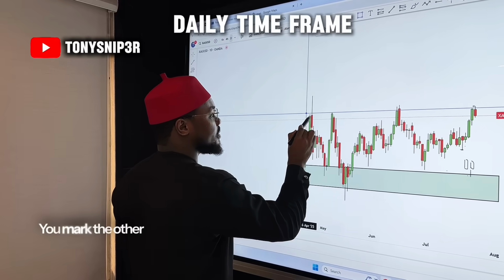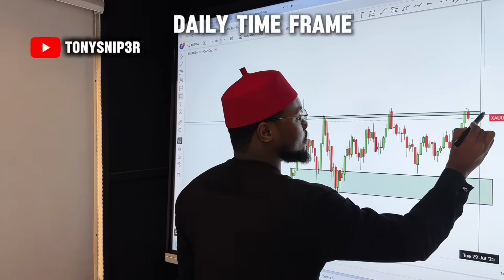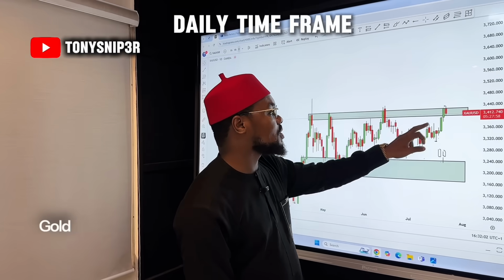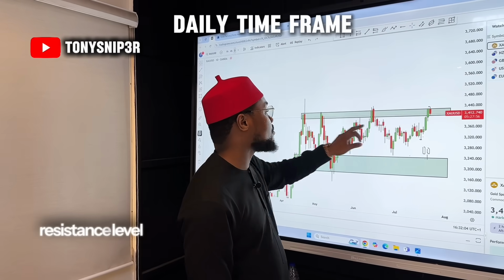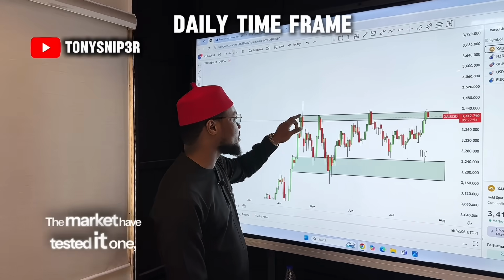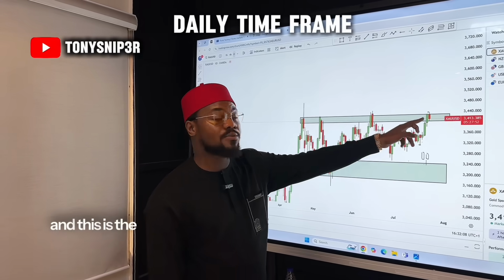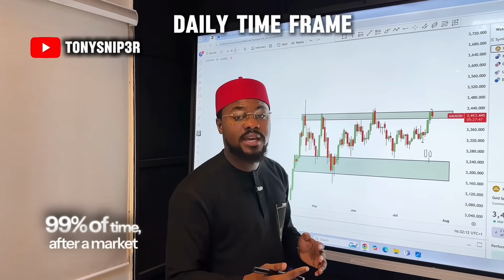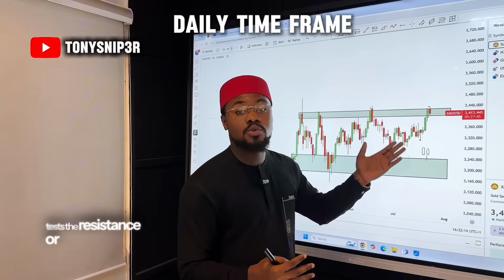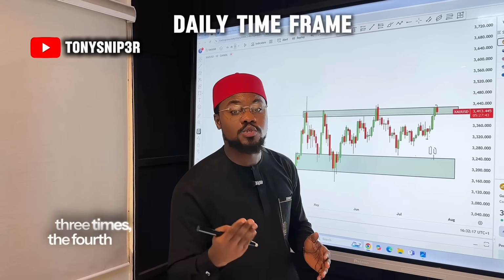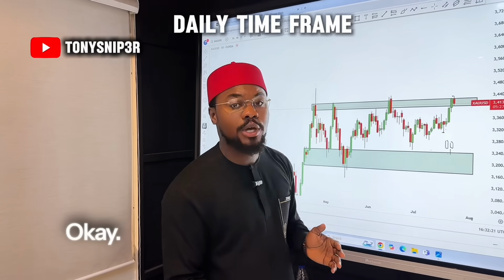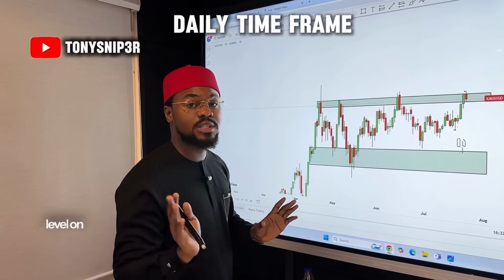You mark the other resistance here, right? Now you can actually see that gold is currently at a very strong resistance level, because of course this market has tested it 1, 2, 3, and this is the 4th time. Now, what did I tell you guys? 99% of the time, after a market tests a resistance or support level 3 times, the 4th one is likely to break above or below that market. Okay? Now you've already marked your key level on the daily time frame.